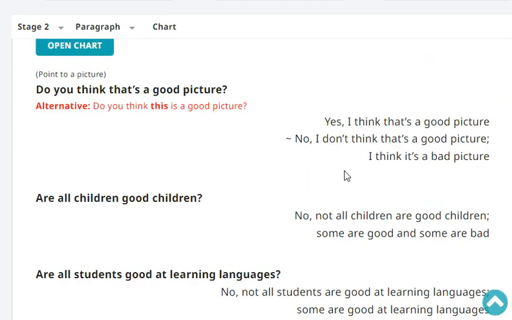Do you think that's a good picture? Yes or no? Yes, I think that's a good picture. Very good. Are all children good children? No, not all children are good children. Some are good and some are bad.